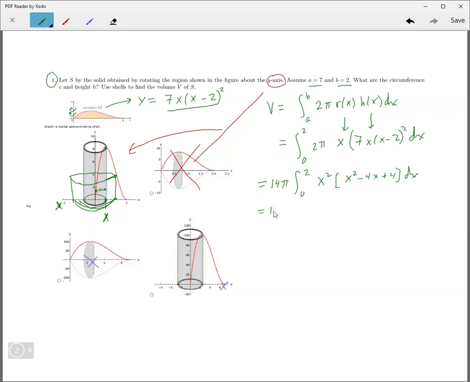I'll go ahead and expand this out so that we can integrate it easier. Distribute the x squareds. And now we integrate. That's x to the 5th over 5 minus, this is just x to the 4th. When you take your derivative here, you have a 4 coming down, which is right there. And then this is 4x cubed over 3. And now it's evaluated from 0 to 2.